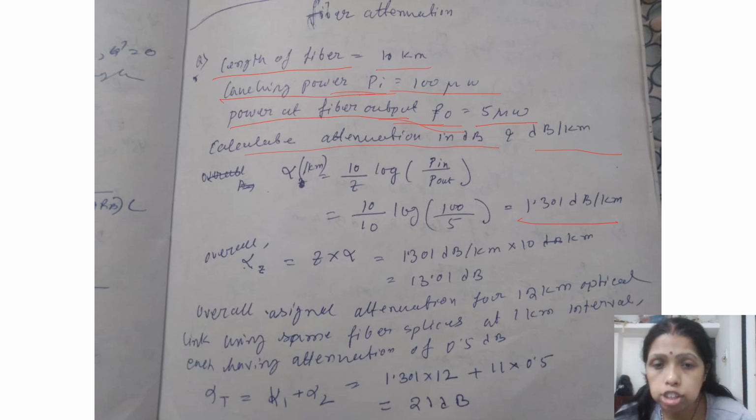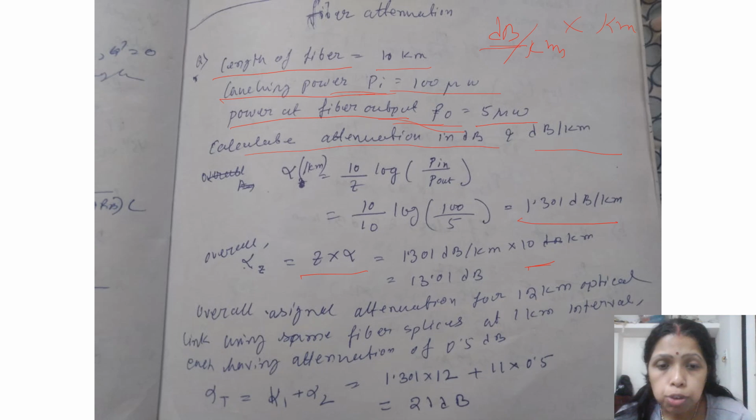And what will be the total attenuation? If you multiply the attenuation in dB per kilometer by the kilometers, you will get the total attenuation in dB. The total kilometer means the length of the fiber, so Z into alpha. So 1.301 into 10 kilometer, you will get 13 dB. This is the total attenuation of the optical fiber.